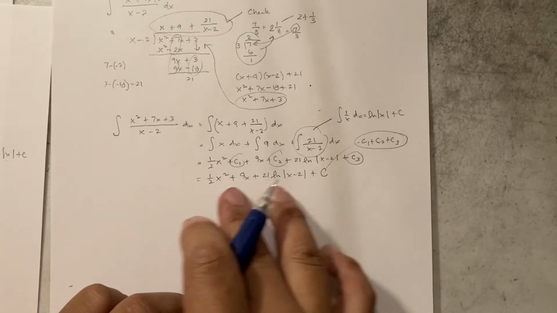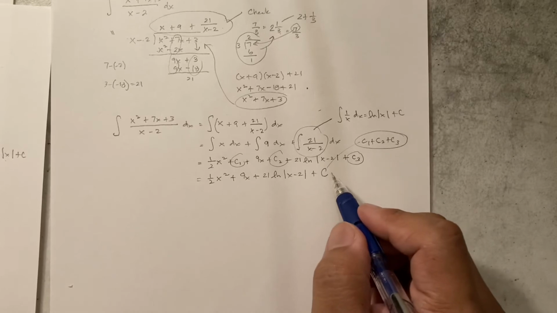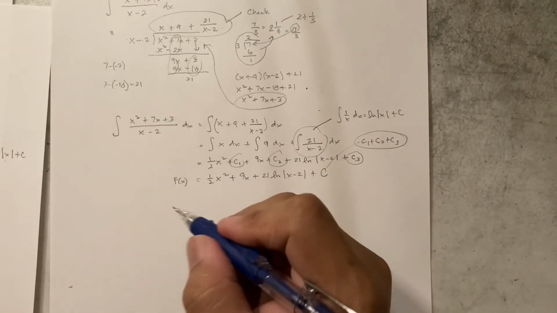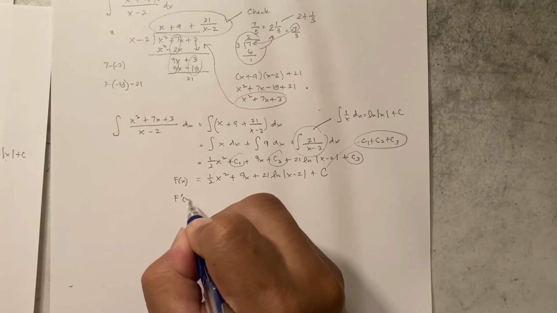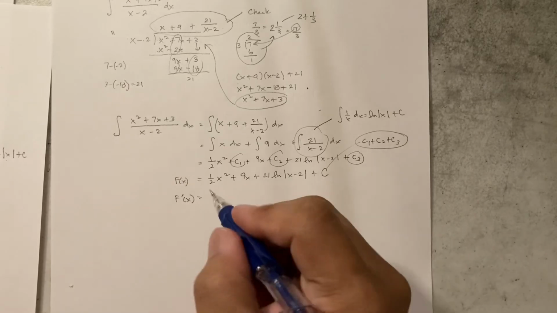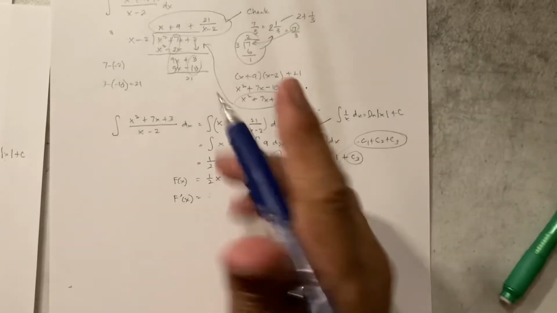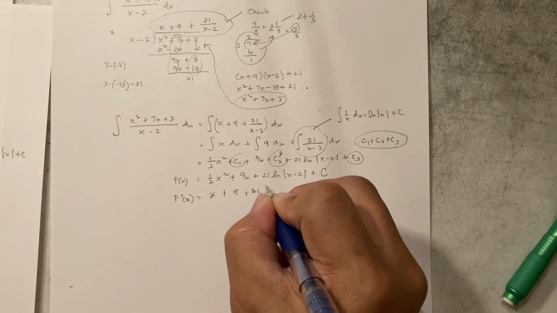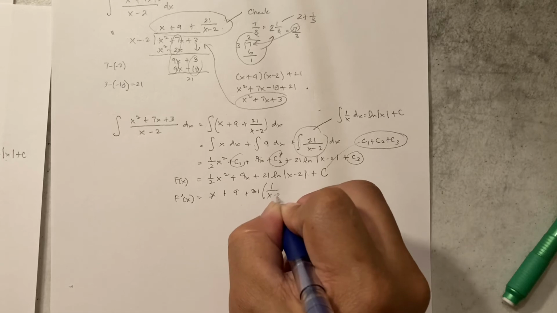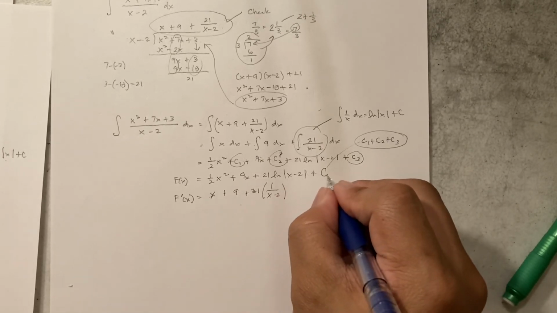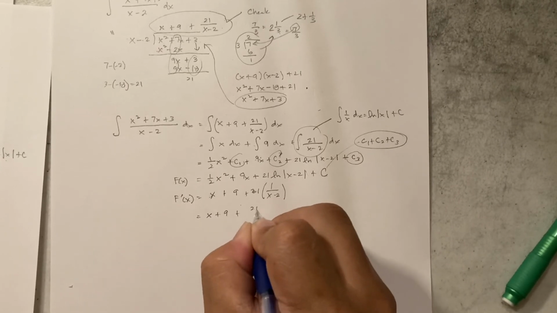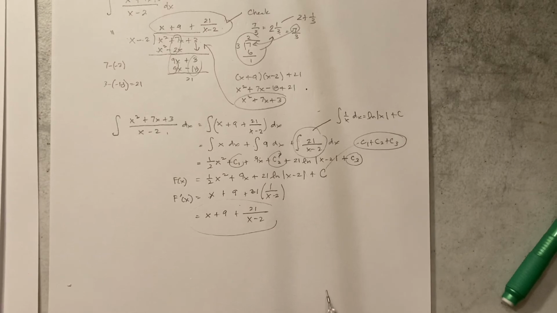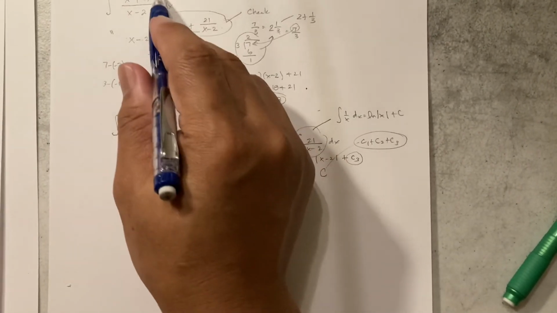Normally we bypass C1, C2, C3 and just put C at the end here. This is going to be your antiderivative. Usually you can write it as capital F of x. To check that it's correct, remember that if you take the derivative of the antiderivative, it returns the integrand. So let's do that. You're going to have x plus 9 plus 21 times 1 over x minus 2, and the derivative of a constant is 0. So x plus 9 plus 21 over x minus 2. This is just the integrand in a different form. So if you do the same thing as before, we get back to the original.